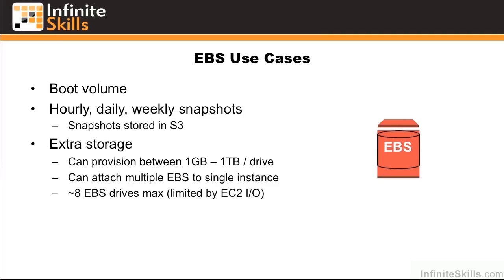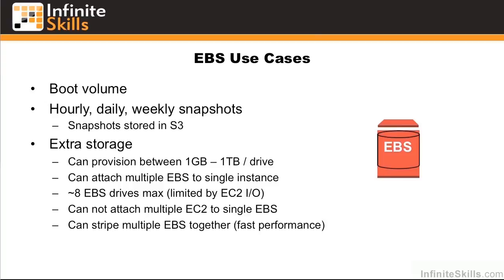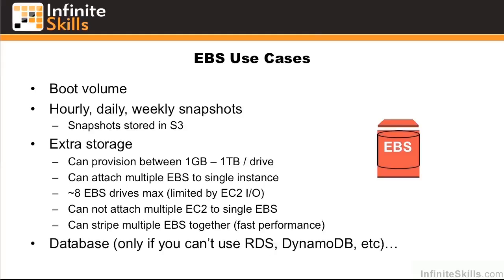The sweet spot typically maxes out at about 6 to 8 EBS volumes. Again, this is limited by the EC2 I/O. The larger instance you have, generally the more volumes you can attach. You cannot, however, do the reverse. You cannot attach multiple EC2 instances to a single EBS. A single EBS volume can only be attached to a single EC2 at any given time. You can stripe multiple EBS volumes together for fast performance. You may also want to consider using EBS as a database. Really, the only time you want to consider this is if you decide you cannot use RDS or DynamoDB or SimpleDB or another one of the offerings that Amazon provides.